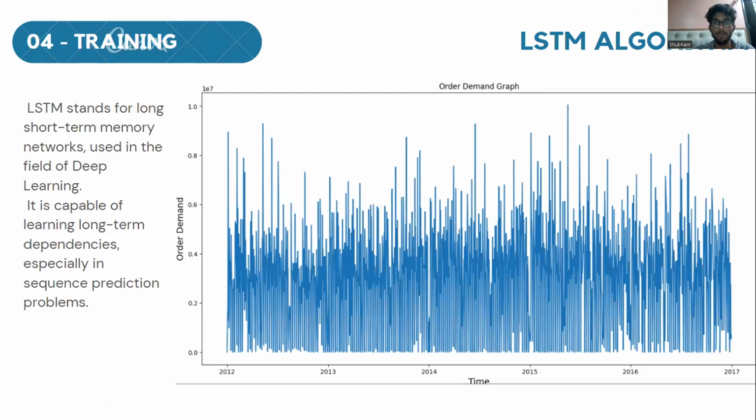After that, we will be using the LSTM algorithm to train the model. LSTM stands for long short-term memory network, used in the field of deep learning. It is capable of learning long-term dependencies, especially in sequence prediction problems. The reason for using LSTM is because it is best for product demand forecasting. And for example, after training the model, the graph given shows the time on X and order demand on Y, and it is a time series graph. So it gives a detailed view about each product's supply and demand for each time period from 2011 to 2017.